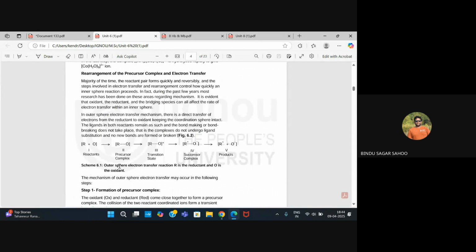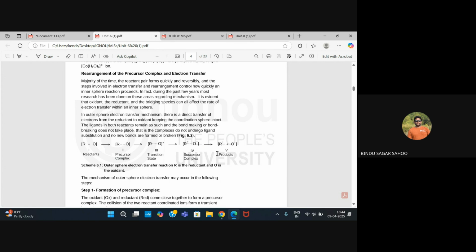Here we can say outer sphere electron transfer reaction, R is the reductant, O is the oxidant. They first need to come nearer to each other, then they will form a precursor complex. Then this precursor complex will pass through a transition path to form a successor complex, R plus O minus, that means in this step the electron transfer has already occurred. In the next step there will be breaking of R plus and O minus, and these two are the products.